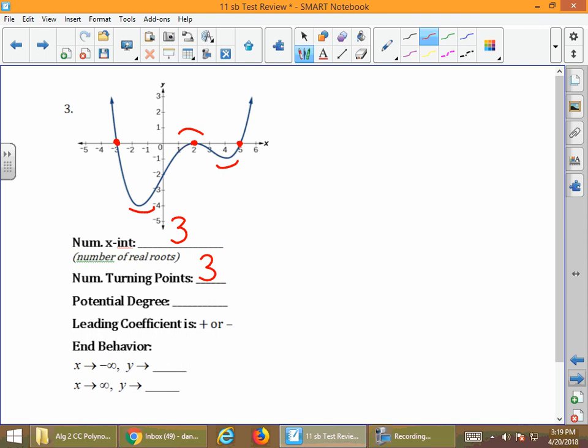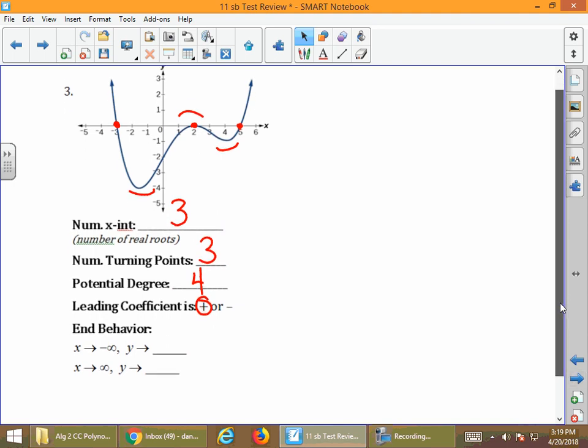And we're going to think about this the same way. Remember that the number of turning points is 1 less than the degree of the function. So since we have 3 turning points, that number is 1 less than our degree. So our potential degree is 4. Our leading coefficient, as we look to the far right on the graph, our graph is going up to positive infinity. So since infinity is positive, our leading coefficient is also going to be positive.